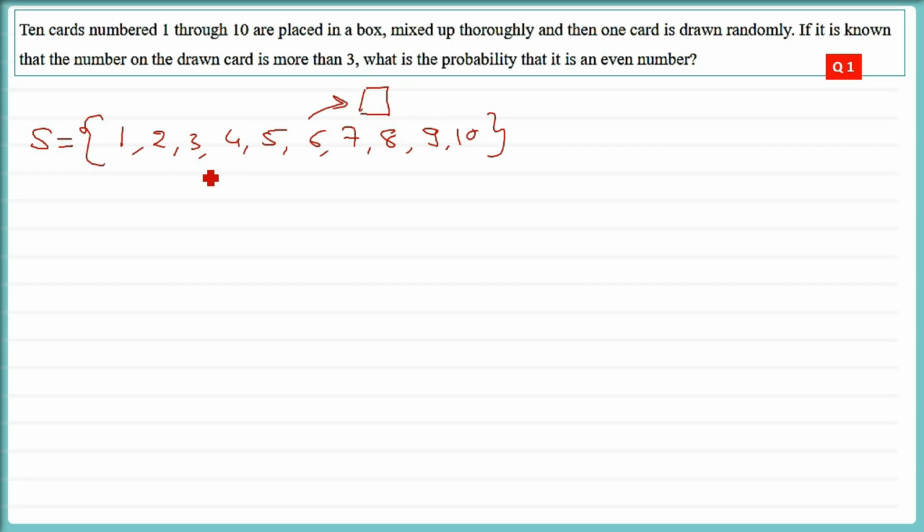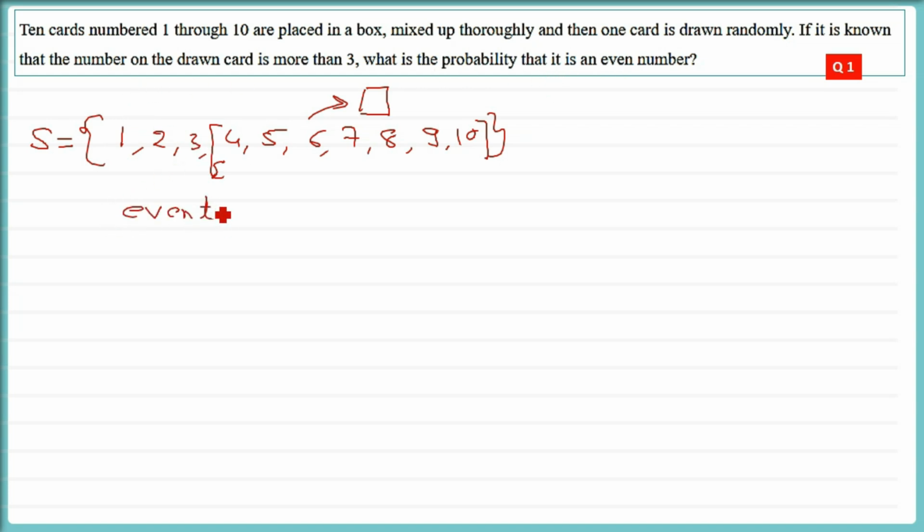probability. So in order to find out the conditional probability, we ought to apply a formula. So the second one is, it is known that the number is more than 3. So it can be 4 till 10. There is one more thing being asked. So if it is known or prior information is there that the drawn card is more than 3, what is the probability that it is an even number? So it is a conditional probability.